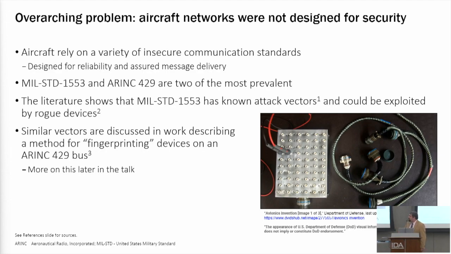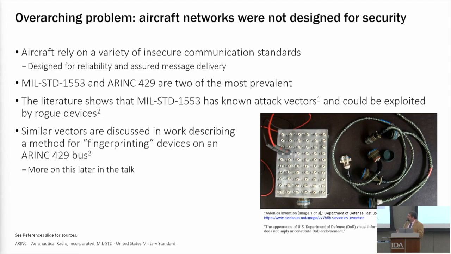I mentioned MIL standard 1553. One of the other most prevalent standards would be ARINC 429. ARINC stands for Aeronautical Radio Incorporated. It is a nonprofit company that sets these standards. If you look at these two standards in the academic literature, there are known attack vectors for MIL standard 1553, and the references are there. They could be exploited by rogue devices, because when you're on a 1553 bus, if you're electrically connected to the network, then you are trusted. There is 100% trust. You hear a lot about zero trust these days, but these aircraft networks have 100% trust, and the messages are not encrypted.